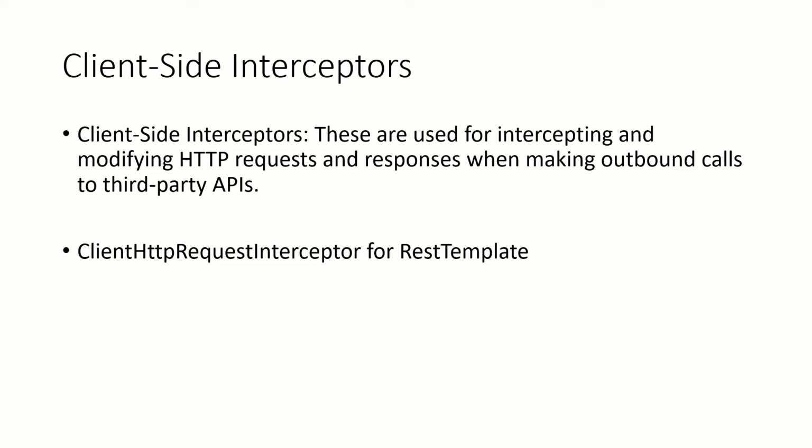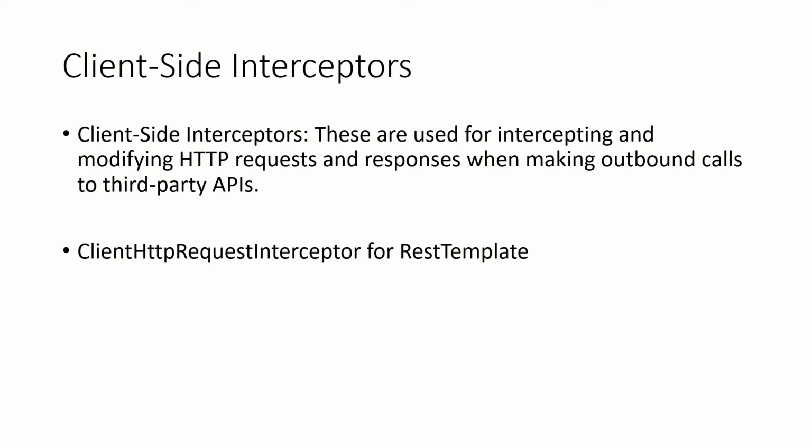Their request and the responses you can manage in that client-side interceptor. So that is what client-side interceptor is. It is used for intercepting and modifying HTTP requests and responses when making outbound calls to third-party API. How we can do that?